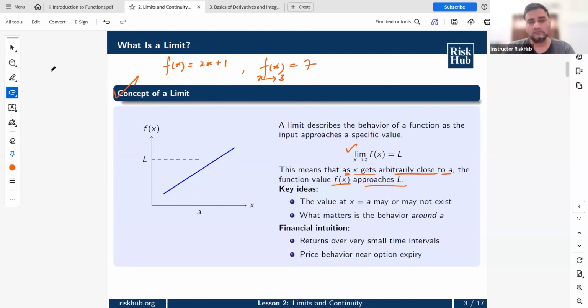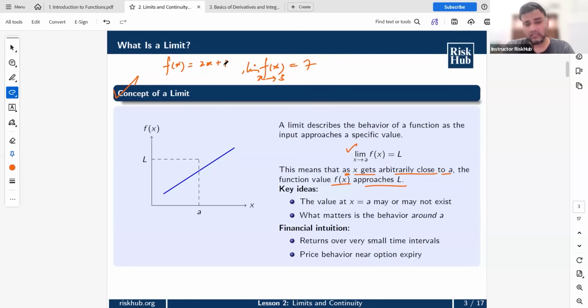Makes sense, right? Now, as x gets closer to 3, even if you have x = 2.9, f(x) is equal to 6.8; 2.99, 6.98; 2.999, 6.998, right? The function approaches 7. So the limit, as x approaches 3, of f(x) equals 7.